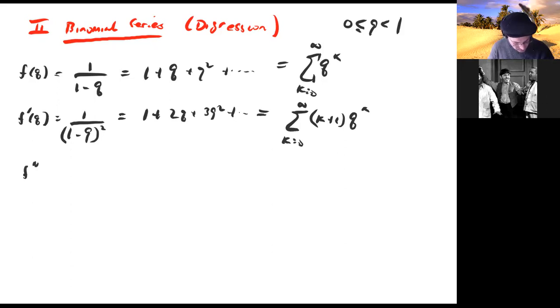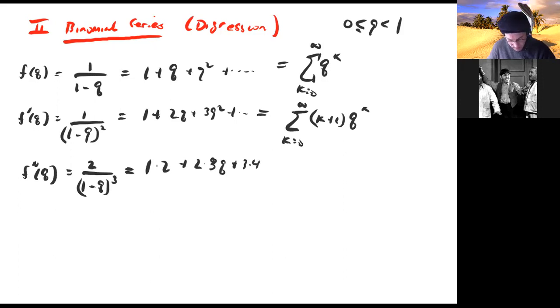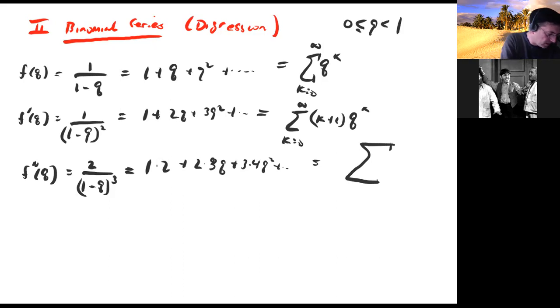What about the second derivative? Well, that's going to give me 2 over 1 minus q cubed. If you compute what you get, you're going to get 1 times 2 plus 2 times 3 times q plus 3 times 4 times q squared, etc. And that's the sum of, if you like, k plus 1 times k plus 2 times q to the k, k goes from 0 to infinity.